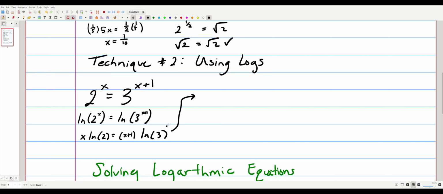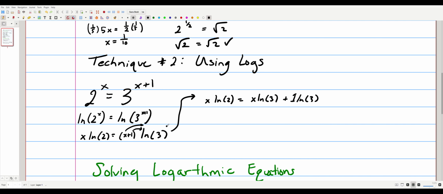Okay. And so, well, here we have a binomial being multiplied to the natural log. So what we can do is FOIL this, right? We can multiply that to the natural log and then multiply that to the natural log. And so, well, the left side stays the same. And the right side becomes x natural log of 3 plus 1 natural log of 3. And I'll write it this way so it doesn't look like another L.